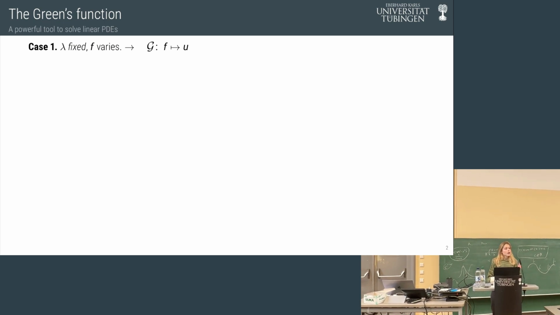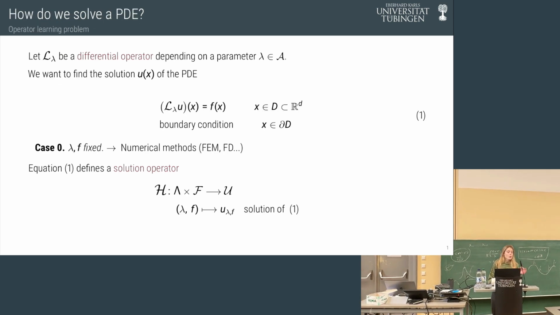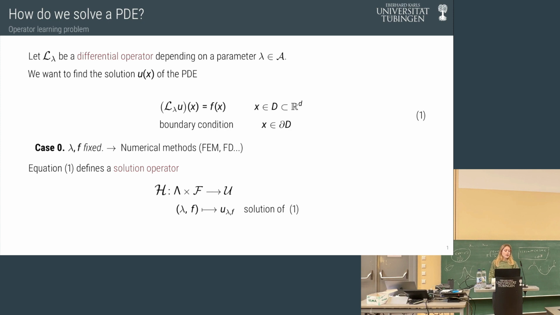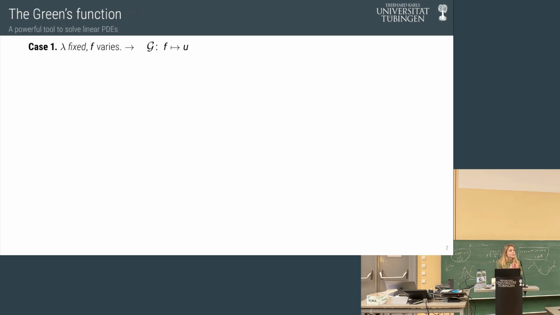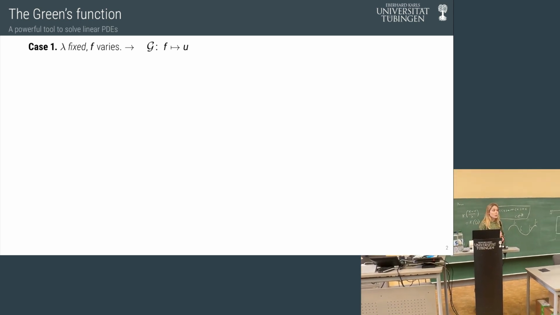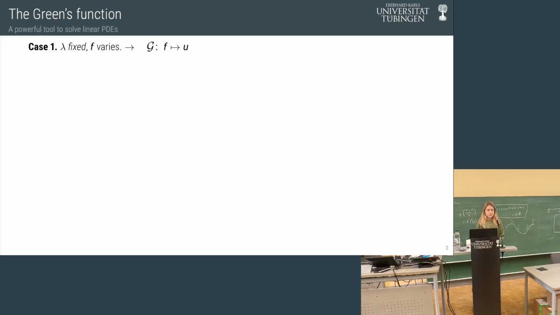So I said the case 0 would be when they're fixed. Now let's think that lambda is fixed in that operator and f varies. So this is now a sub-object of that operator, and it's an operator that maps my right-hand side function f to u. If I had this operator, you could give me a right-hand side function, and it could give you the solution of the PDE with that right-hand side function.